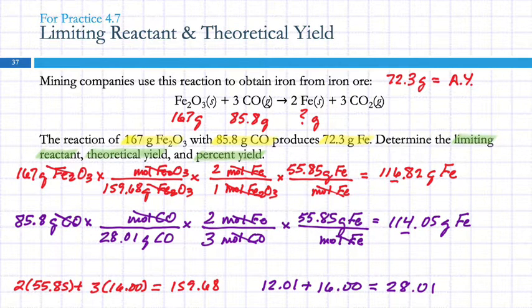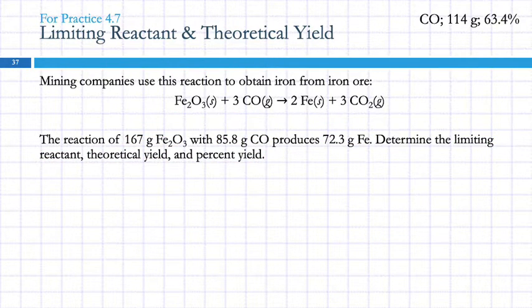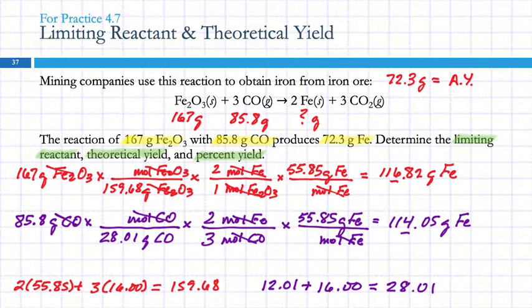What is our theoretical yield? The smaller one, right? It's the 114. Because when you get to 114.05 grams of iron, you have run out of this guy over here. Did I do that right? Anybody else check my math? I thought it was the other way around. Let's peek. No, that's what it is.